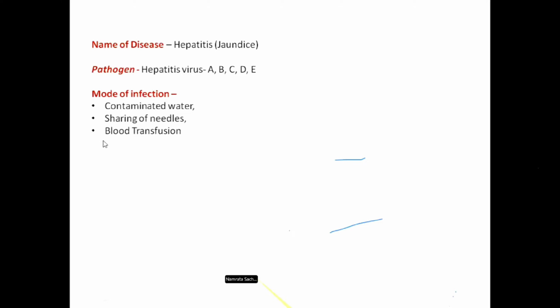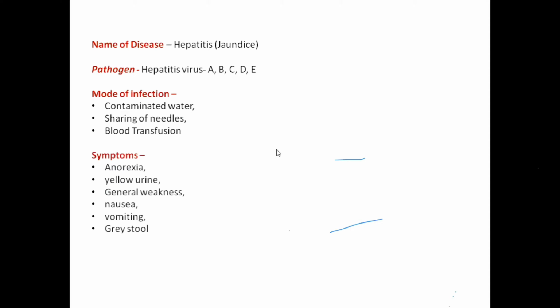And blood transfusion. If blood from a person who has hepatitis is given to a healthy person, he can also get that disease. So these are some modes of infection. Now the symptoms. Anorexia. Anorexia, in Marathi we call it भूक मंदावणे. I will tell you some Marathi words in between; the rest of the general ones you will understand.